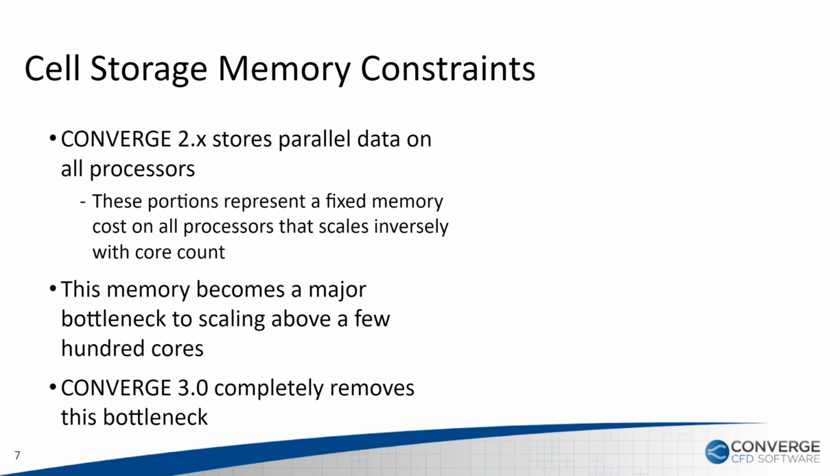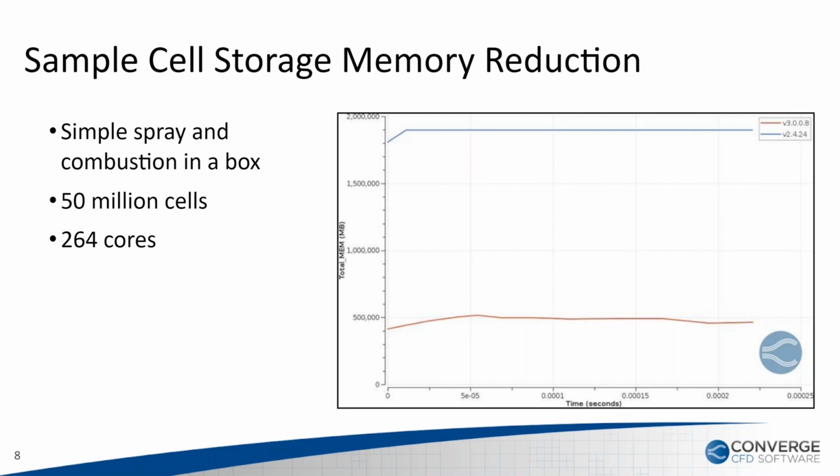The industry is heading towards smaller amounts of memory per core in order to get those cost savings. So if you only have 2 or 4 gigs of memory available per core, 2.x versions of Converge would very quickly limit your ability to run in parallel just because of the memory requirements. For Converge 3.0, we've completely removed all these bottlenecks. We have really good memory scaling now, and I think we're really proud of how well our memory scales as you add more and more cores to the simulation.